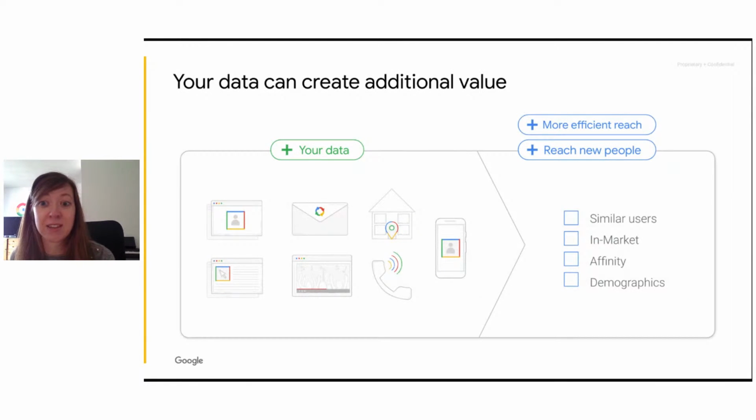Your data can create additional value. Your first-party data is the best information you have on customers. When used responsibly, first-party data helps brands build direct relationships with their customers, create value, and boost advertising performance. You can achieve more efficient reach or reach new people. For example, you can use what you know about your customers to reach them with the right message. You can exclude current customers to only reach new ones. And you can leverage your data to reach users similar to your customers.